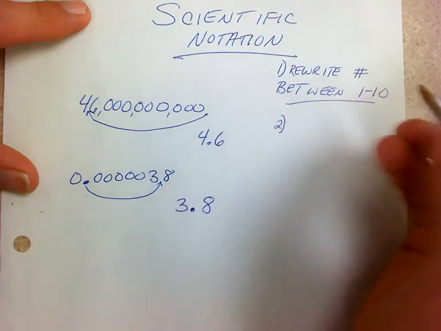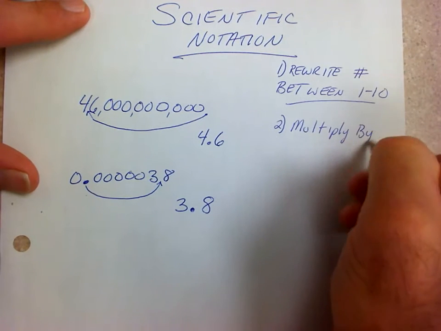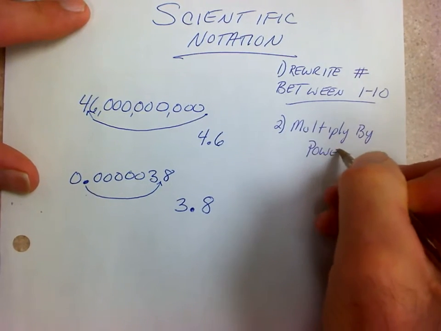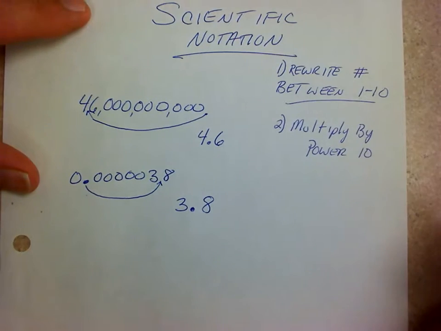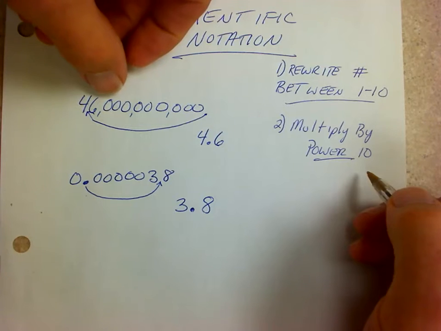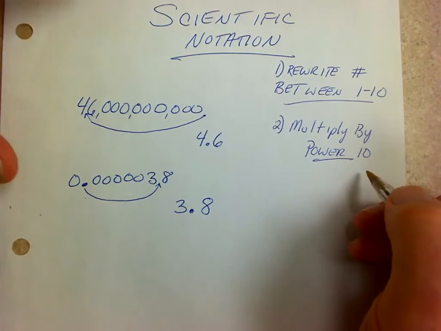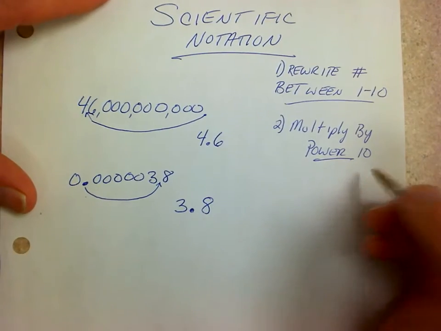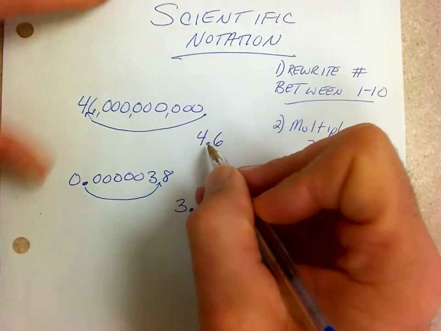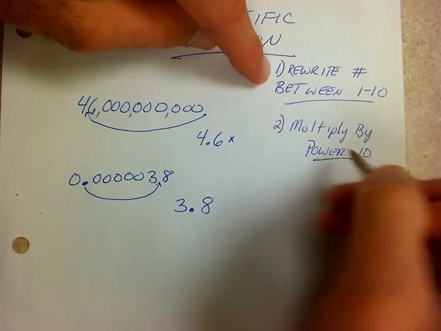Step number two, we're going to multiply by a power of 10. And again, the reason we're going to use powers of 10 is because multiplying by 10 or dividing by 10 is what allows us to move our decimal point a number of places. So 4.6, step number one done, multiply by a power of 10.